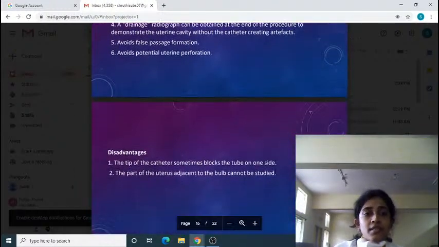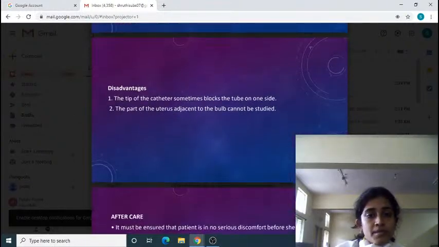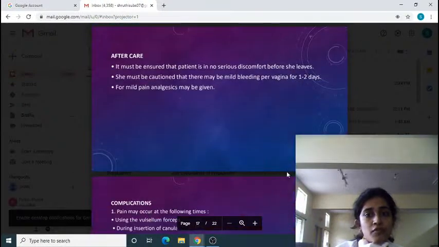So what are the disadvantages? The tip of the catheter sometimes blocks one side of the tube. Okay, the part of the uterus adjacent to the bulb cannot be studied. So that is a disadvantage of using a Foley catheter.